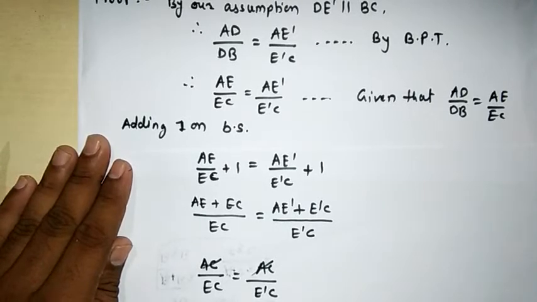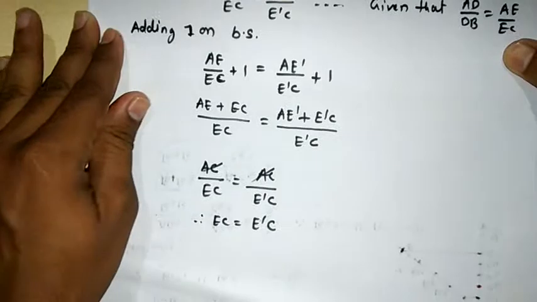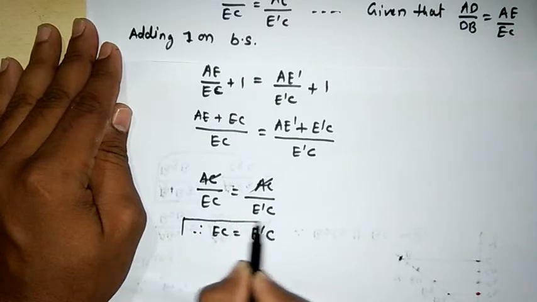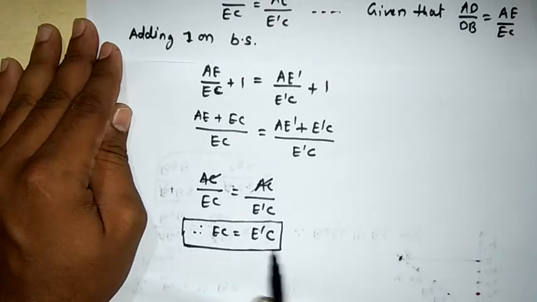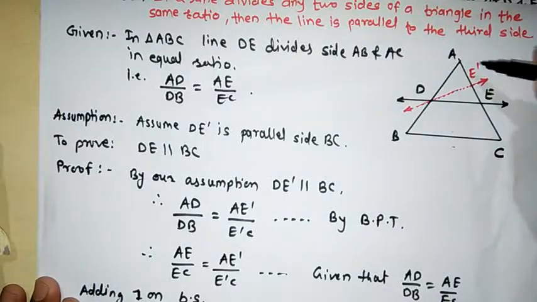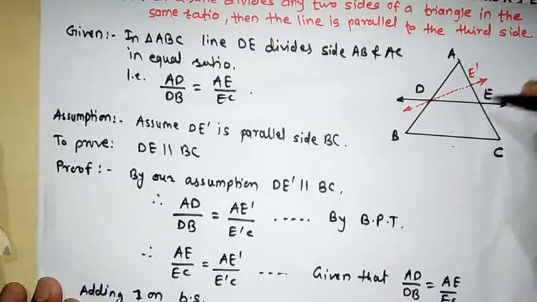What we got here? EC is equal to E dash C. Dear friends, observe the figure, whether it is possible or not. We got EC is equal to E dash C. When is it possible? When E dash and E coincide. If E dash and E are the same point, then it is possible that E dash C is equal to EC. When will the distance of both be the same? This E dash must coincide with point E.